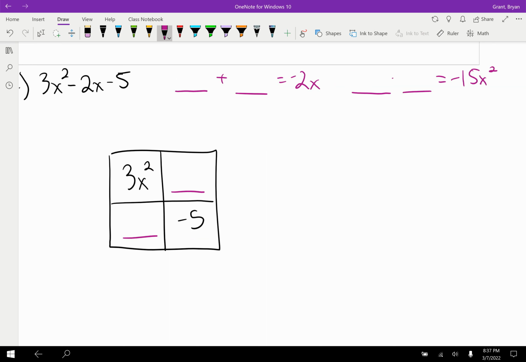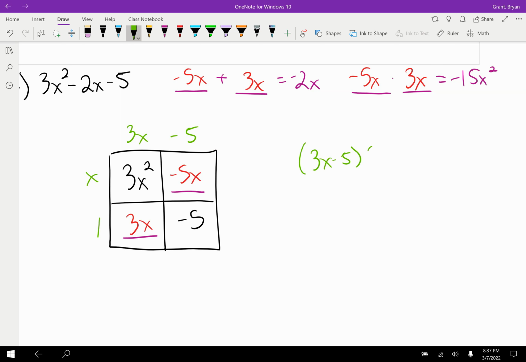Using your marvelous factor chart, we can see that these have to be, it looks like, negative 5x and positive 3x. Negative 5 plus 3 is negative 2. And now we're on the home stretch. So it'll be 3x and x, negative 5 and 1, and we're good. 3x minus 5 times x plus 1.